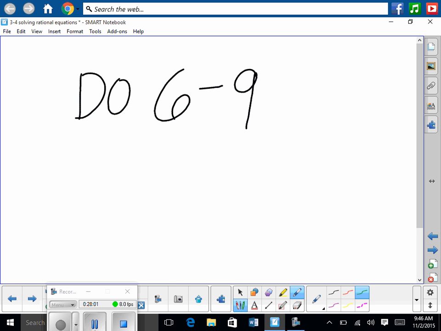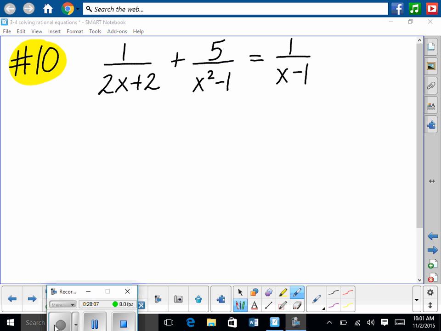Okay, looking at this one, we have 1 over 2x plus 2 plus 5 over x squared minus 1 is equal to 1 over x minus 1. Our first step is to factor all of our denominators. So let's look at this piece very carefully. The most important thing is factoring, guys. The most important thing is factoring.